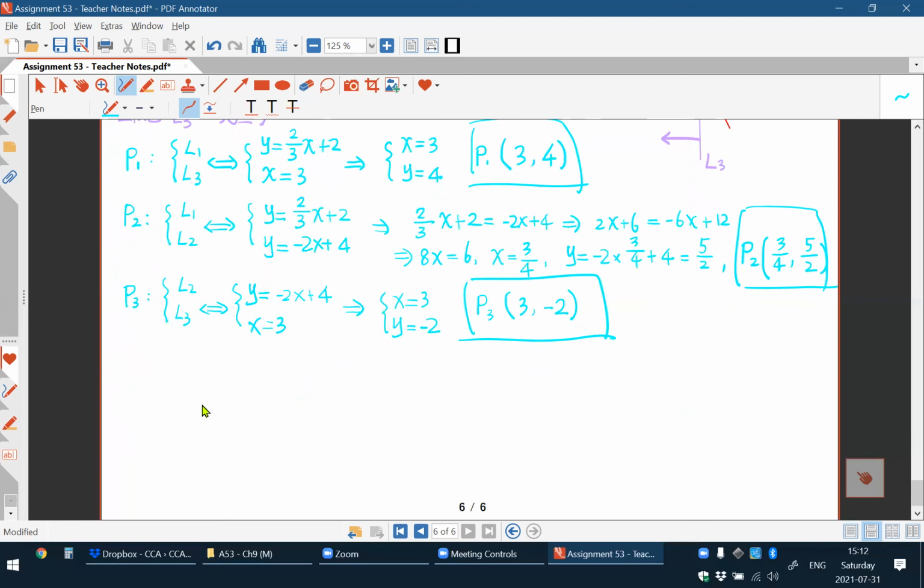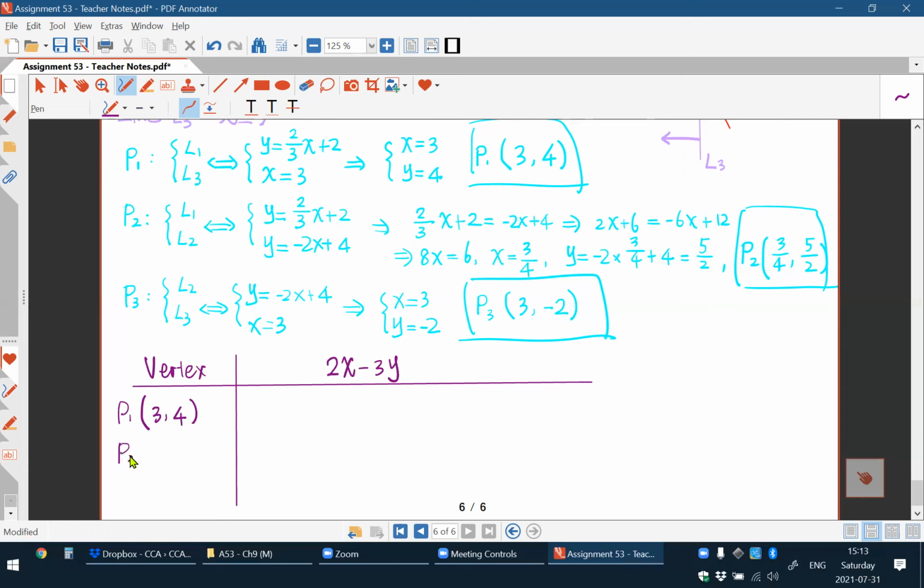Now let's consider the target function at these three vertexes. So let's make a table here. You can make a table like this. Okay, the first column is our vertex. The second column is our target function, which is 2x minus 3y, right? Okay, vertex P1, coordinates (3, 4). Vertex P2, coordinates (3/4, 5/2). Vertex P3, coordinates (3, -2), right?